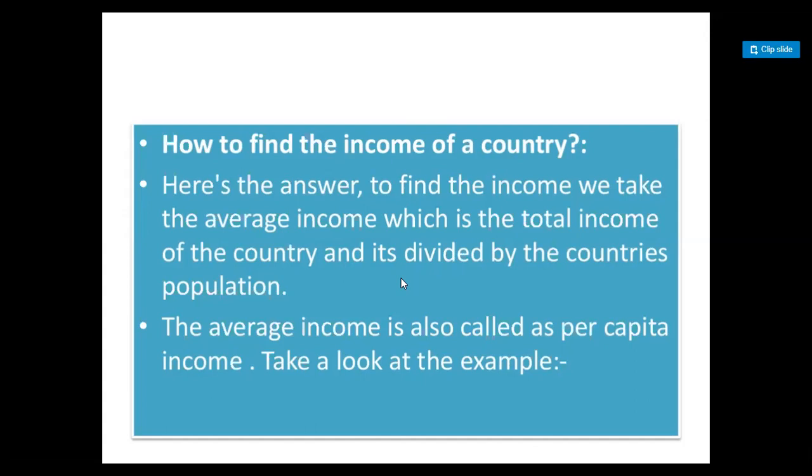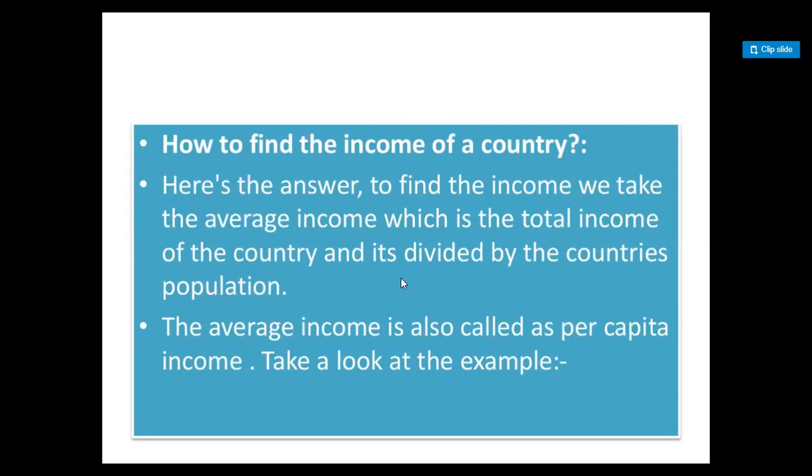Then we have seen about the countries, how we compare the countries on their income. And then we have also seen about per capita income, how the average income of a country is divided by the population, and then they found out the per capita income. So now here is a small example which I have written here. So we are starting today's topic, how to find the income of a country.